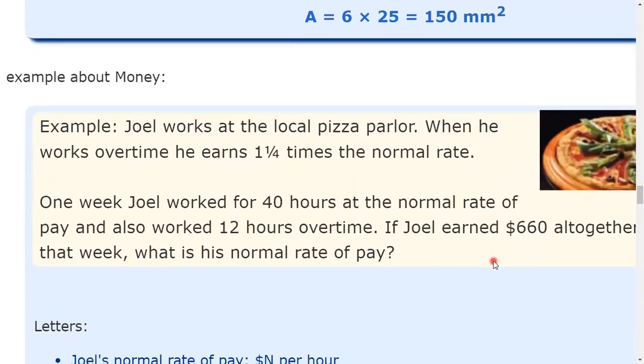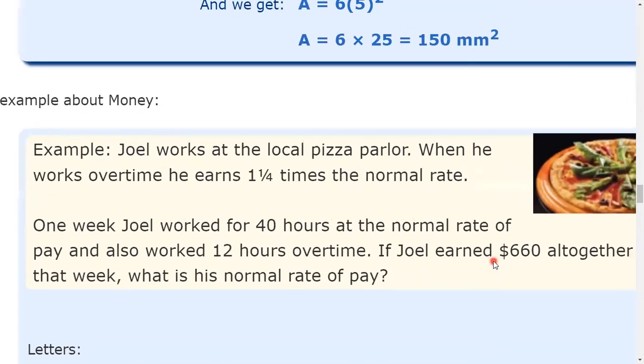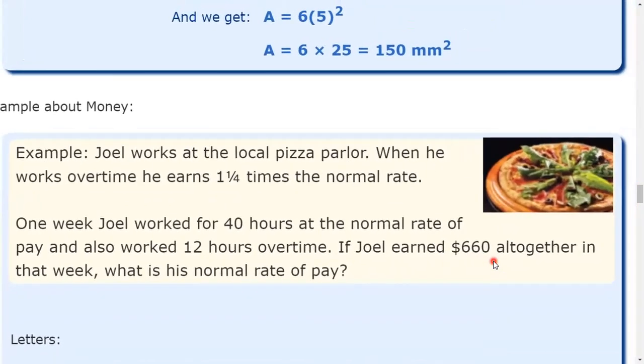Now the next example is this one. Please read this example if you can read this. Example: Joel works at a local pizza parlor. When he works overtime, he earns 1 1/4 times the normal rate. One week, Joel worked for 40 hours at the normal rate of pay, and also worked 12 hours of overtime pay. If Joel earned 660 altogether in that week, what's his normal rate of pay? Please make use of the calculator, pen, pencil, and your brain.